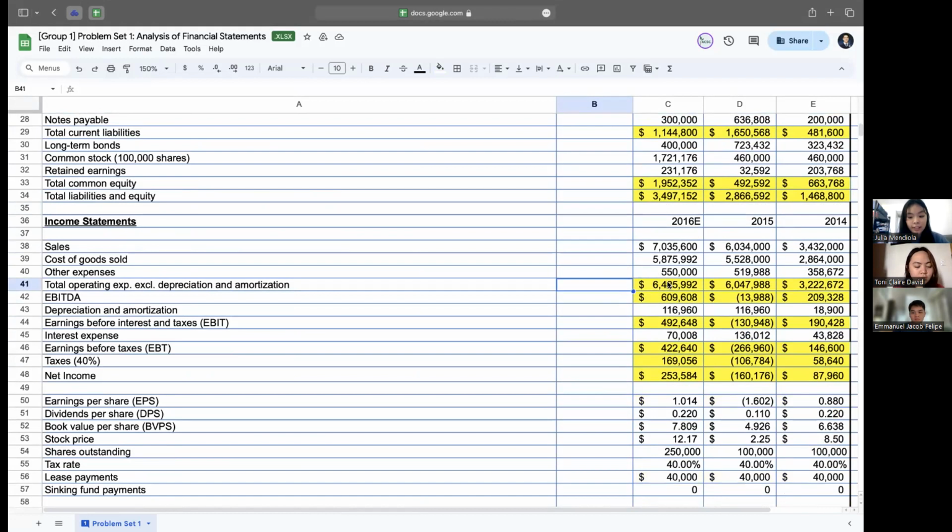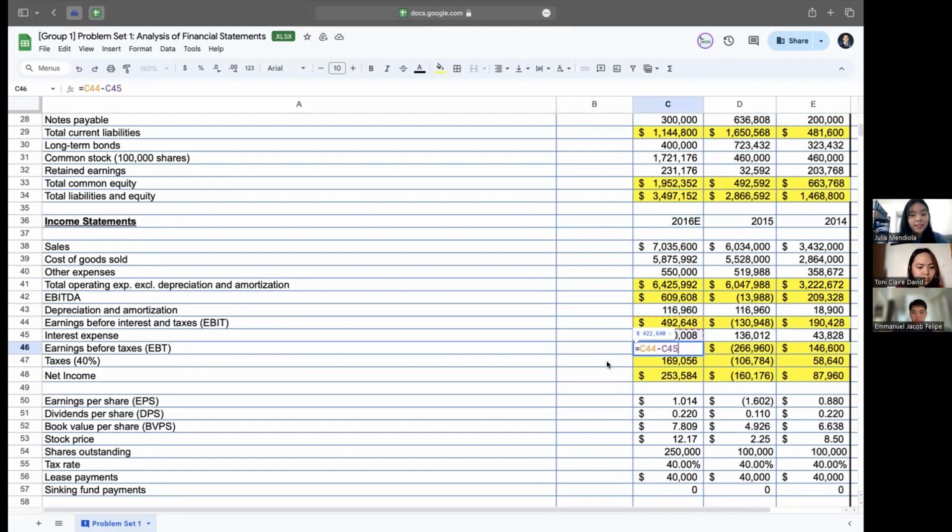Now, for the income statement, to get the total operating expenses, we add the cost of goods sold and the other expenses. Then to get the earnings before interest, tax, depreciation, and amortization, or the EBITDA, we do sales minus the total operating expenses. Then to get the EBIT, we take the EBITDA minus the depreciation and amortization, which is given, then minus interest expense to get the earnings before taxes or the EBT.